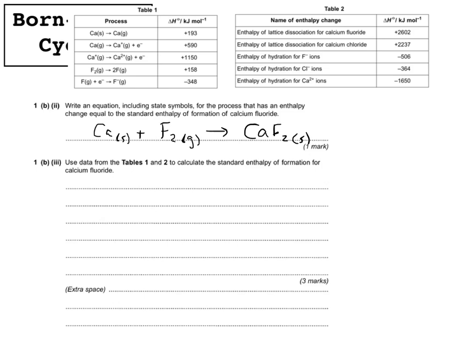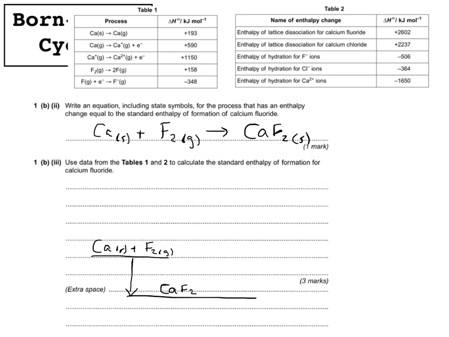And then it says use data from tables 1 and 2 to calculate the standard enthalpy of formation for calcium fluoride. So as I said before, enthalpy of formation using this sort of data is going to be done via a Born-Haber cycle. So we're going to make calcium fluoride, CaF2, from Ca as a solid plus F2 as a gas.